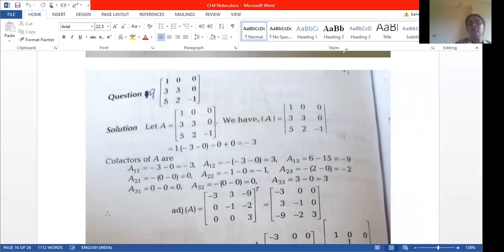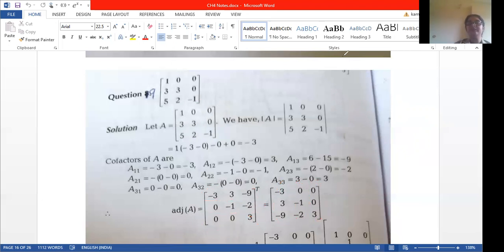This way we'll calculate the cofactors of all the 9 elements. We have calculated the cofactors, so we'll put the values of cofactors here. These are the cofactors: -3, 3, -9. Same way we'll calculate the others also. Now the adjoint: we'll put the cofactors in matrix form and then take the transpose of it. You all know what transpose is. The first row will change to first column, second row to second column, third row to third column. So this way we have got the value of adjoint.